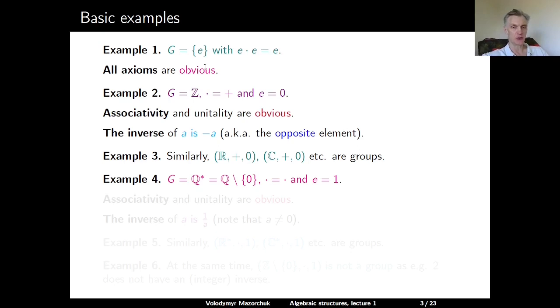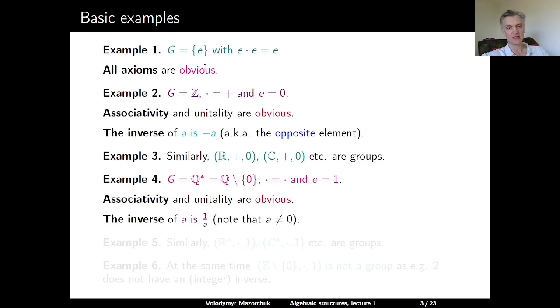This is usually denoted by Q star. As our binary operation, consider the multiplication of rational numbers, and as the identity element, consider the rational number 1. And then again, associativity and unitality here are the standard properties of the multiplication of rational numbers, and the inverse of A is 1 divided by A. So this is really the inverse of A. Note that we have excluded 0, so indeed any non-zero rational number has an inverse. So we get a group.